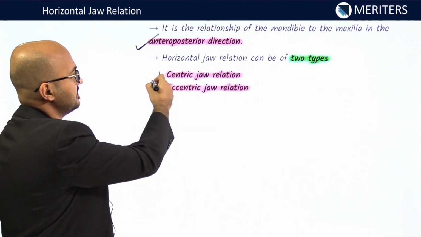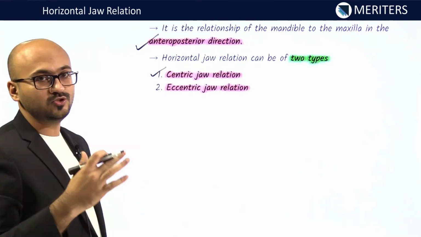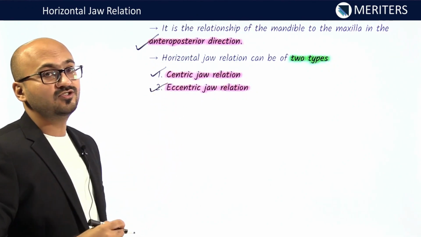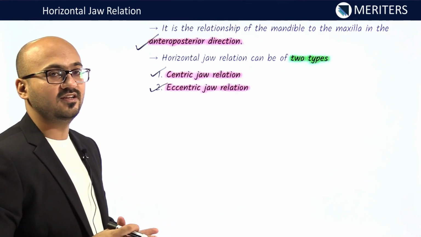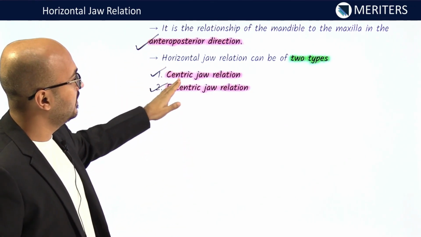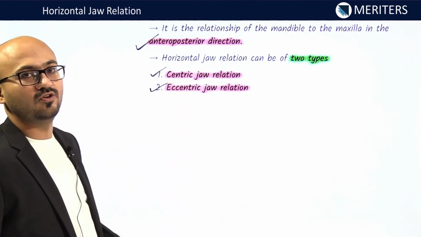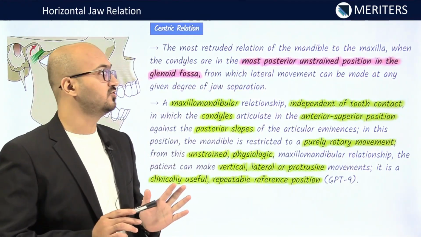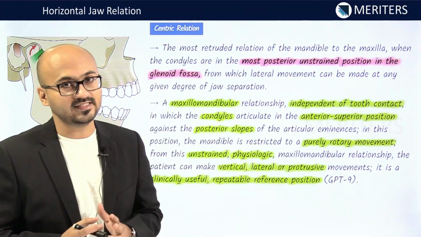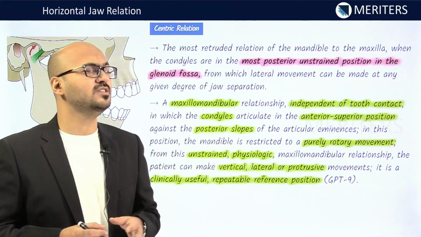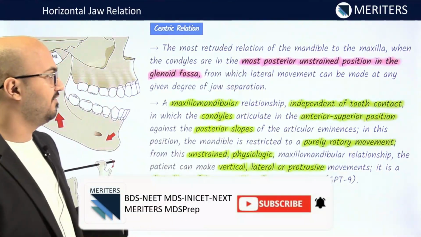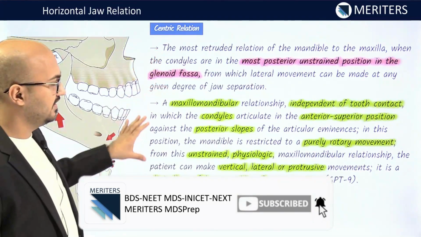relations: centric jaw relation, which is in the posterior most position, and the eccentric jaw relation. Eccentric jaw relation is anything other than the centric jaw relation in the horizontal plane. So we are going to study centric jaw relation and eccentric jaw relation. Coming to centric jaw relation first, it is not as complicated as it seems. As a student you will always fear this huge definition of centric jaw relation, but let's simplify the whole definition. Here we have selected two specific definitions.